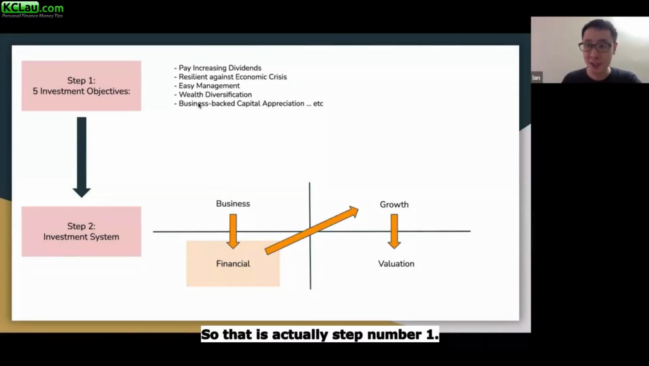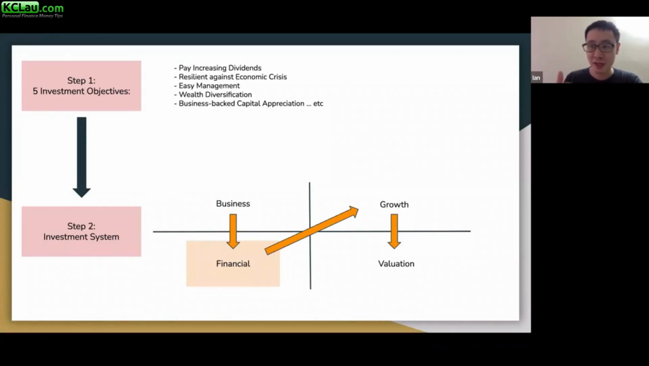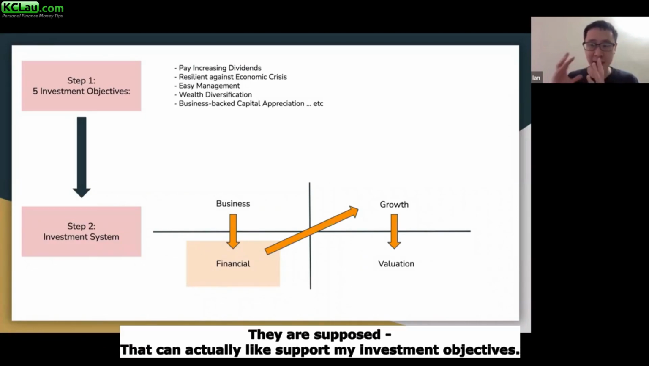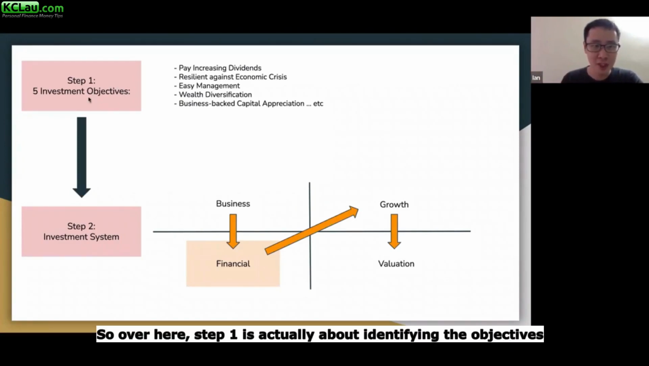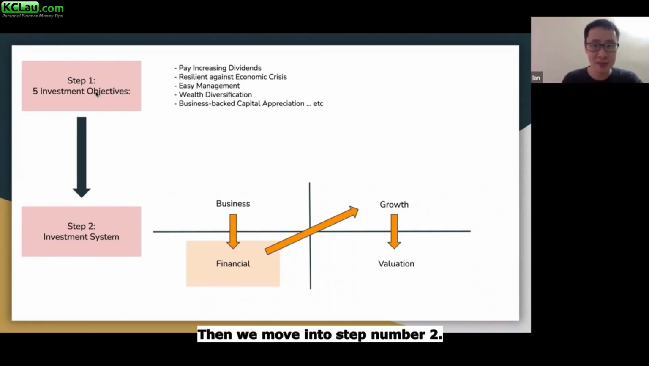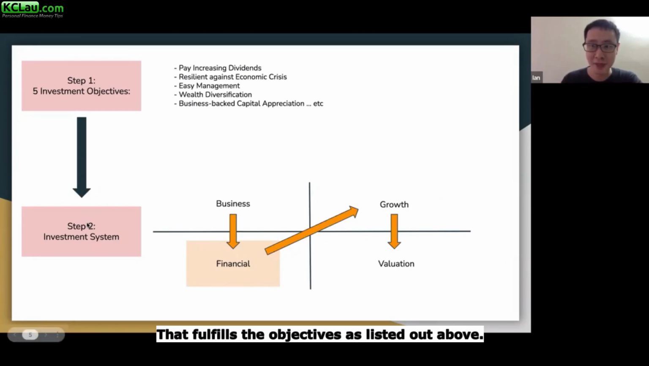So that is step number one. These are my investment objectives. But the question is, what kind of stock should I be investing into? They are supposed to support my investment objectives. So step one is about identifying the objectives. Then we move into step number two, where I need a system to identify the stocks that fulfill the objectives as listed above.